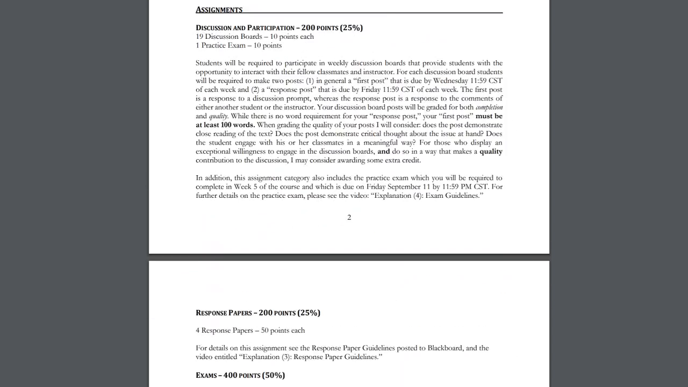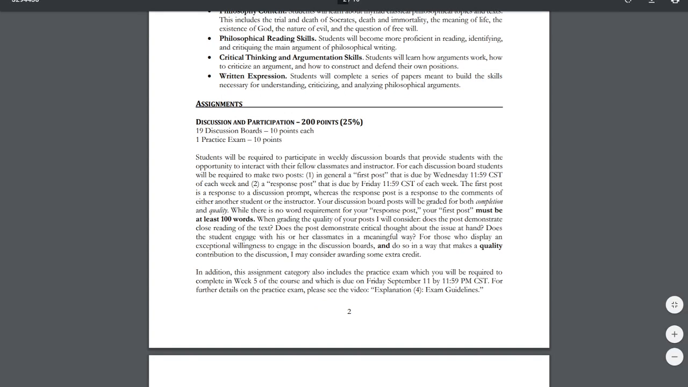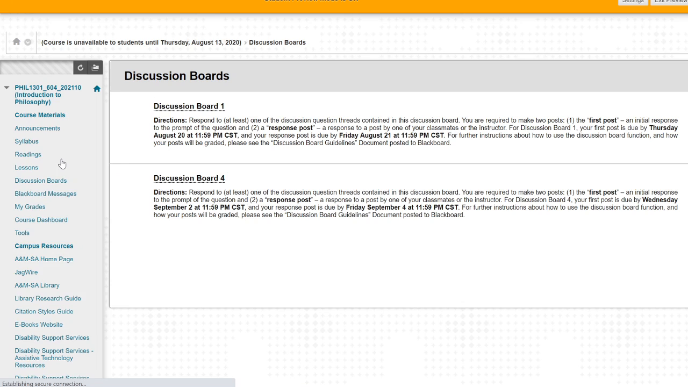Okay, so you've now heard me use this terminology of a first post and a second post, and you might wonder what that means. So the easiest way to put it is this: your first post is a response to the prompt for that specific discussion board. So the easiest way to do this is probably to take a look where you can find the discussion boards on Blackboard. So here is the discussion boards area.